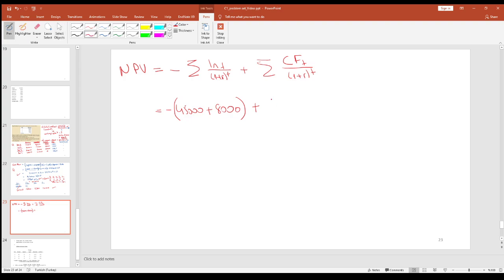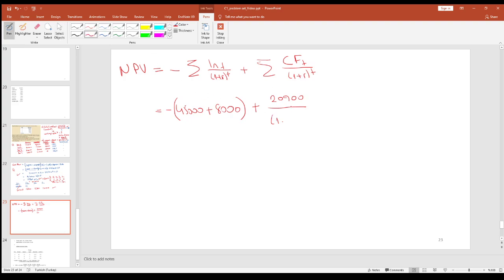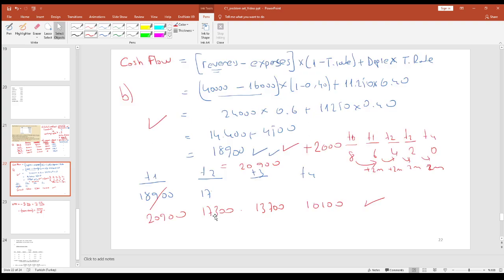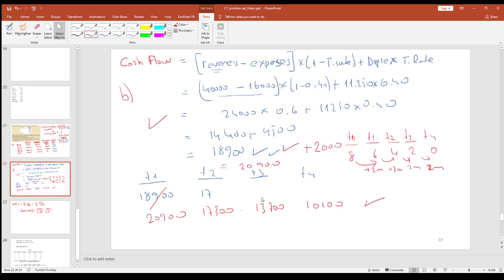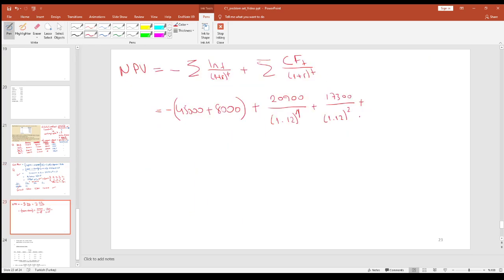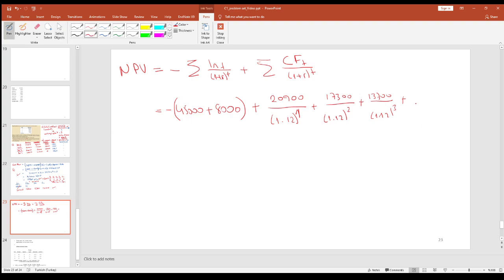So 20,900 should be discounted by a rate of 12% here, 1 plus, again for the second year operating cash flow 17,300 should be discounted by 0.1222, and third year cash flow is this 13.7, and for the last year cash flow is 10,100. So I will discount this.